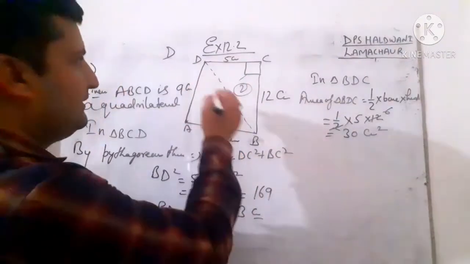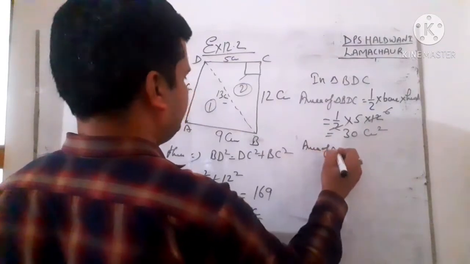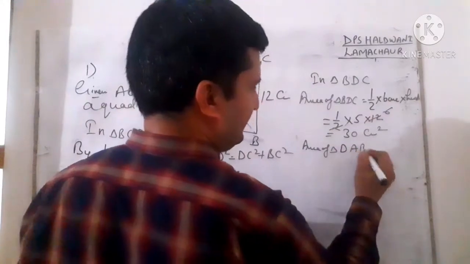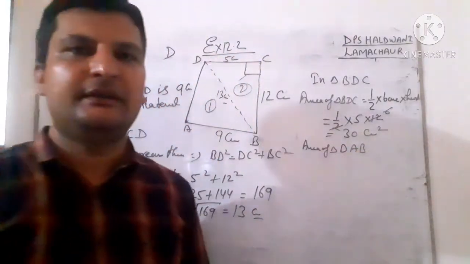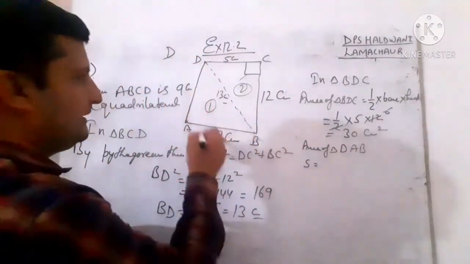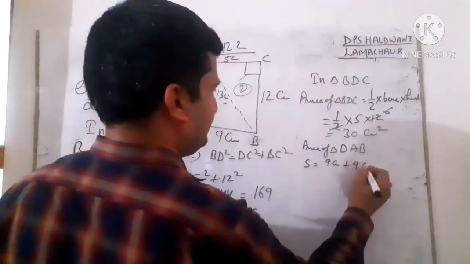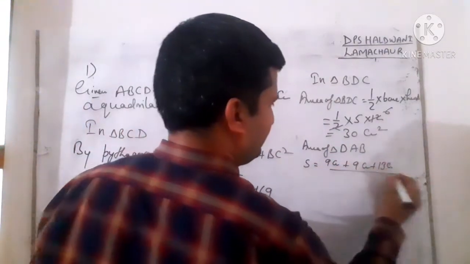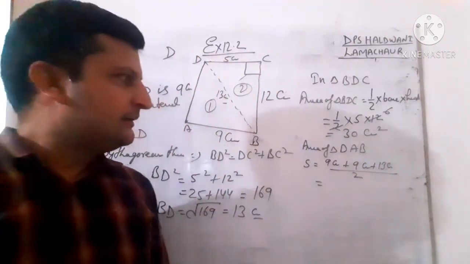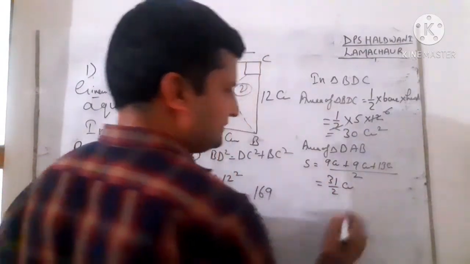Now again find the area of this other triangle. We can write it here, area of triangle DAB. So student, for finding the area of this triangle DAB, we have to find first S. So S is equal to 9 plus 9 plus 13 upon 2. So 9 and 9 is 18, 18 and 13 is 31, upon 2. That is coming 31 upon 2 centimeter.